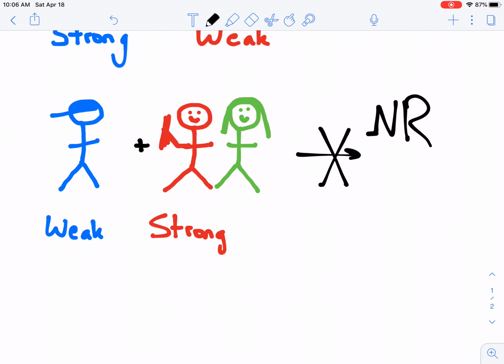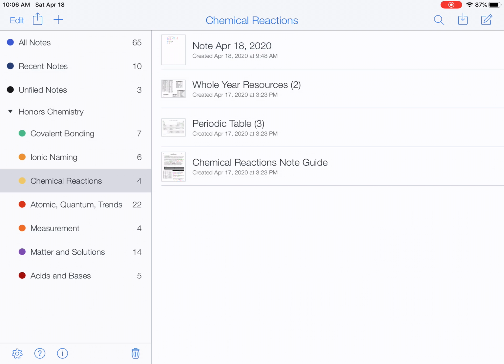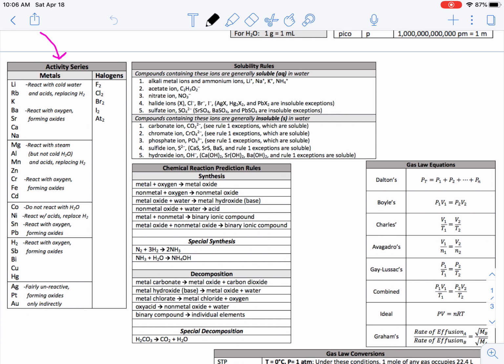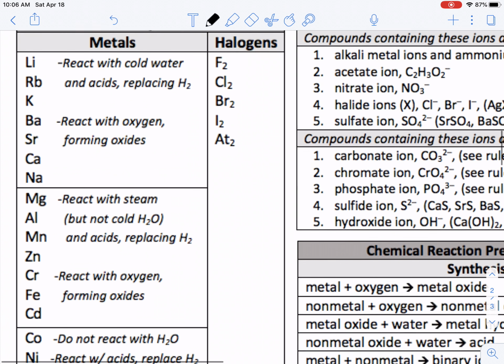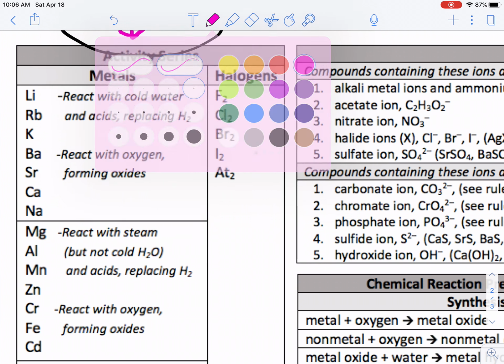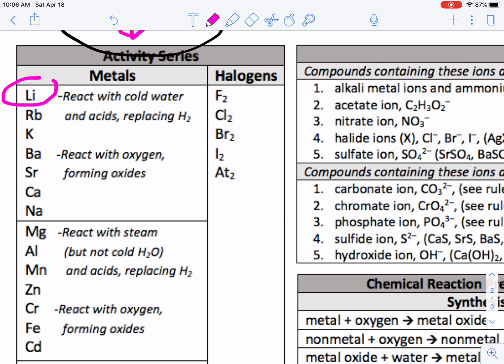So how do we know if that's going to happen in the chemical world? Well, that's why we have this thing called the activity series. The activity series is essentially a list. And as you go higher on the list, so closer up towards lithium at the top here, see lithium's at the top, this is the strongest metal on the list. So as you go higher towards the top, it's the strongest thing.